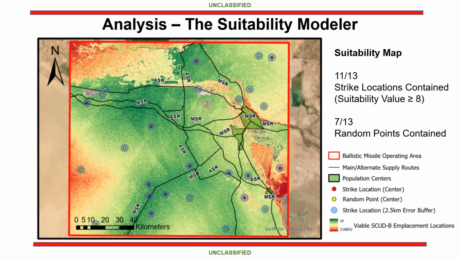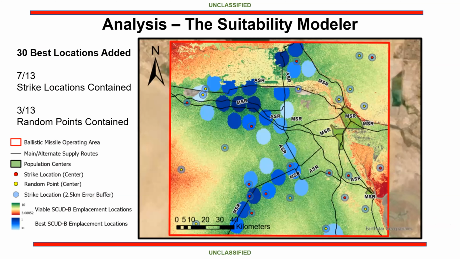13 strike locations contained in the green zone with the suitability value of 8 out of a total of 10. And then 7 out of 13 random points in that. I took it one step further and used the locate tool after that to get the 30 best locations based off the suitability map. And within these 5 kilometer radii locations, 7 out of 13 strike locations were contained, and then 3 out of 13 for the random points.